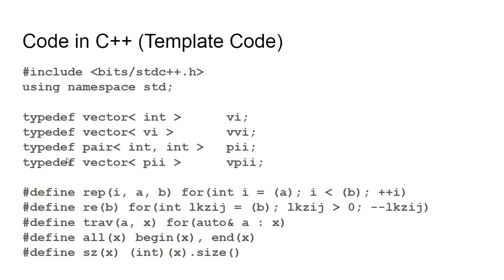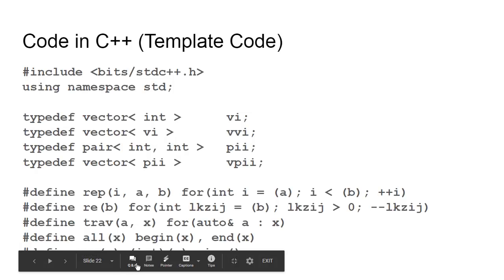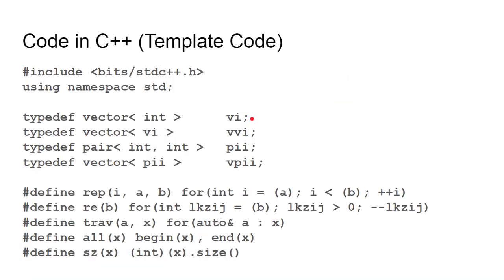To enable using data type names in a short fashion, we have this define shorthand. This is actually only a part of my template, only the part that's relevant for this problem. The template also defines the shorthand for long long, which is needed when we need a longer representation for integers. But we have a vector of int, which is a one-dimensional array, and we have a vector of vector of int, so this is a two-dimensional array.